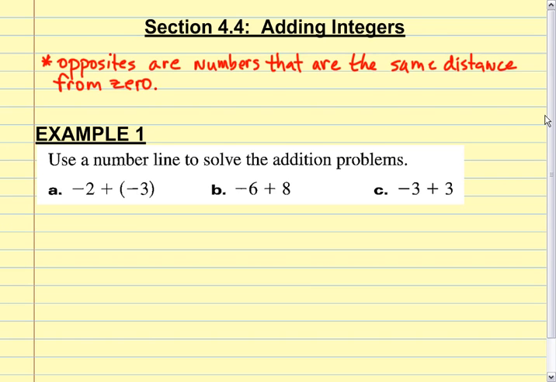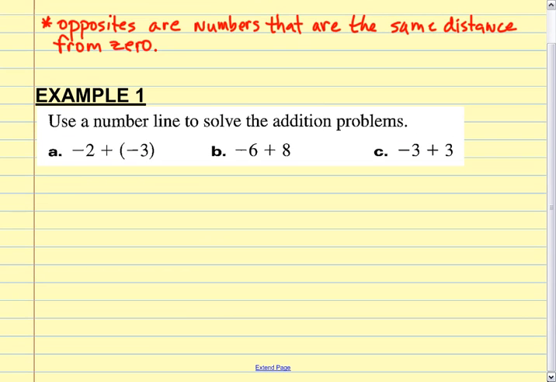Okay? You should never have two signs right next to each other. If you do, we need to clean that up. Okay? That needs to be swept up and thrown away. You should only have one sign between two numbers.